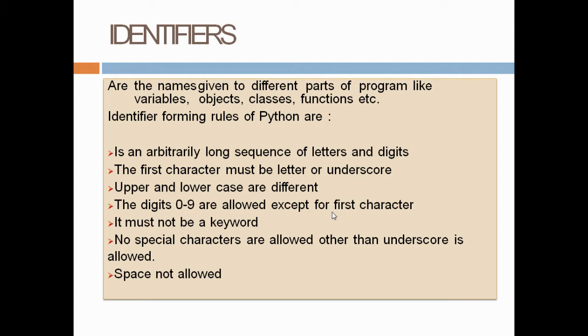Identifiers are the names given to different parts of a program, like variables, objects, classes, functions, etc. Identifier forming rules of Python: it is an arbitrary long sequence of letters and digits. The first character must be a letter or underscore. Upper and lower case are different. The digits 0 to 9 are allowed except for the first character. It must not be a keyword. No special characters are allowed other than the underscore, and space is not allowed for creating an identifier.